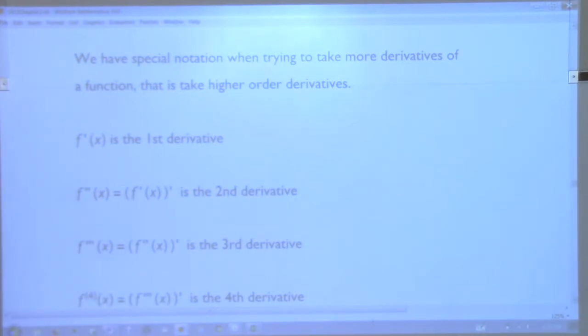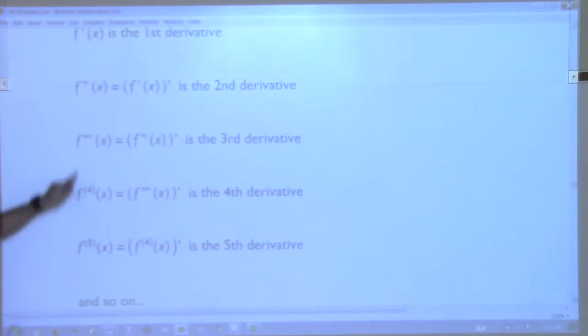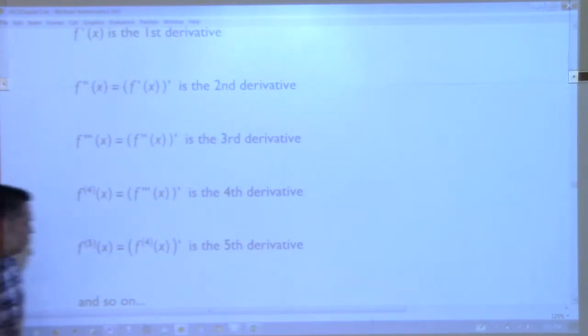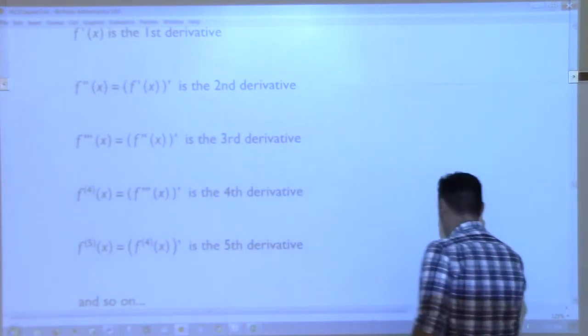Now, once we get past the third derivative, we start to use a different notation. Instead of using prime marks, we put the number of the derivative here in parentheses. And that means take the fourth derivative, fifth derivative, and so on. Don't confuse that with this.